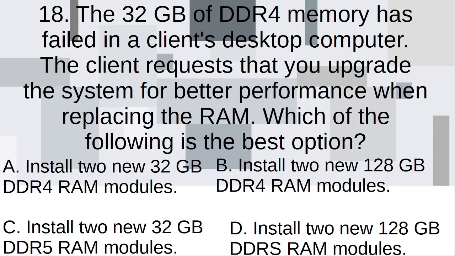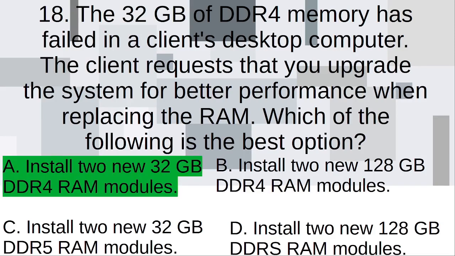This answer is A. Install 2 new 32 gigabyte DDR4 RAM modules. When you're going to upgrade RAM on a motherboard, you will always have to check the documentation for the motherboard to see what RAM it supports. And in this case, this motherboard supports DDR4. So what you will do is just install 2 new 32 gigabyte DDR4 RAM modules. That will be the best way to do it.